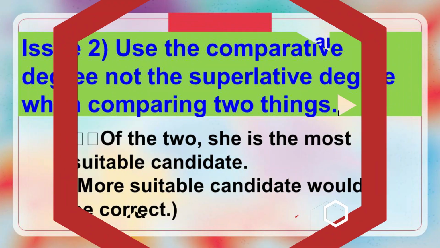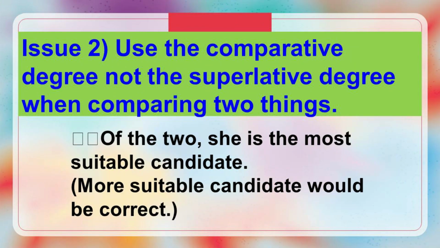Error number 2. Use the comparative degree, not the superlative degree, when comparing two things. A common mistake is using the superlative degree when comparing just two things. That's when you should use the comparative degree. Like, of the two, she is the most suitable candidate. That's wrong. More suitable candidate would be the correct one. So make sure that you use the correct sentence.